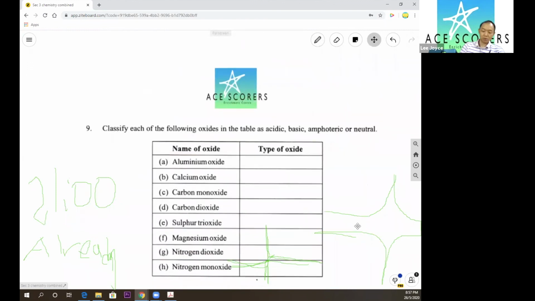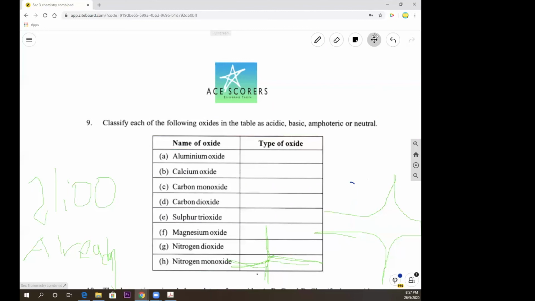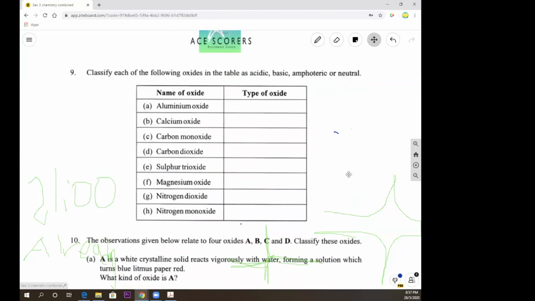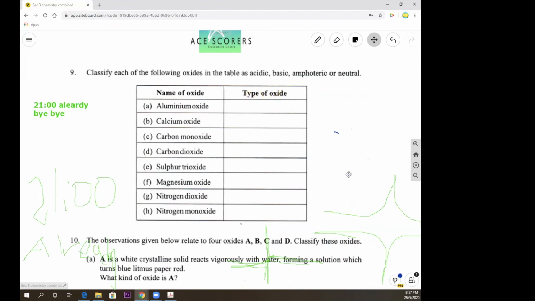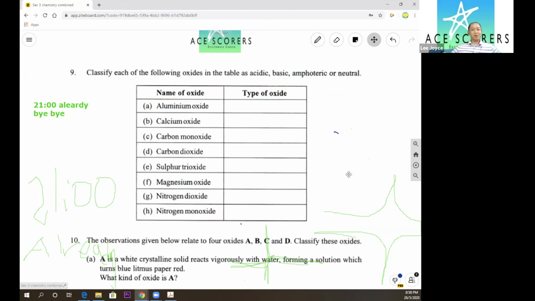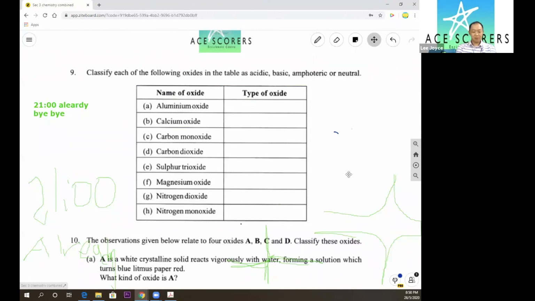Can you label this and record your data? There are only 4 possibilities, right? Either neutral, acidic, amphoteric, or basic. Oxide. I saw what you did.